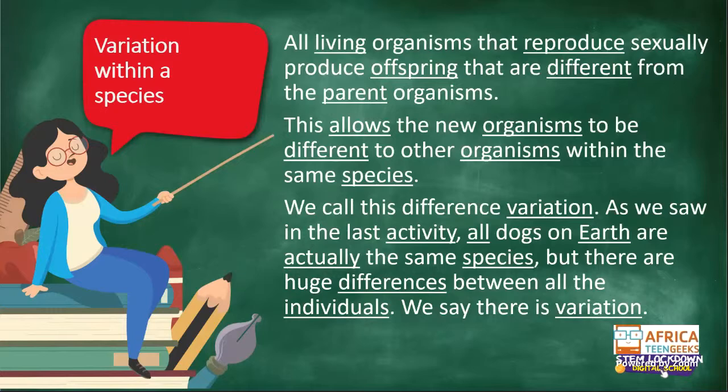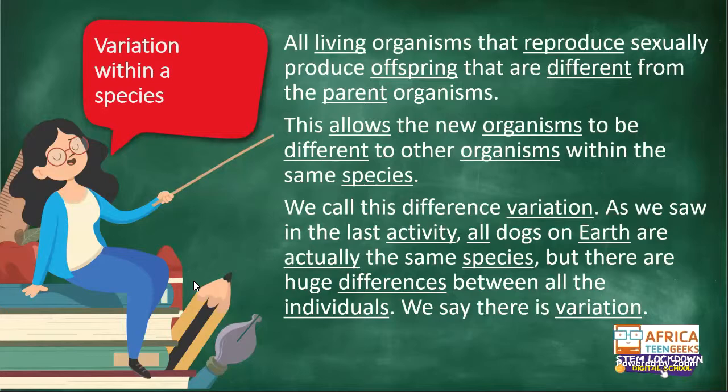Okay, so this allows the new organisms to be different to other organisms within the same species. So we can have the same species, okay, but the organisms in the species can be different because they are reproducing sexually. They have two different parents. Okay, so it's the same species. It doesn't change the species, it only changes the variation within the species. So we call this difference variation. As we saw in the last activity, all dogs on earth are actually the same species, but there are huge differences between all the individuals.